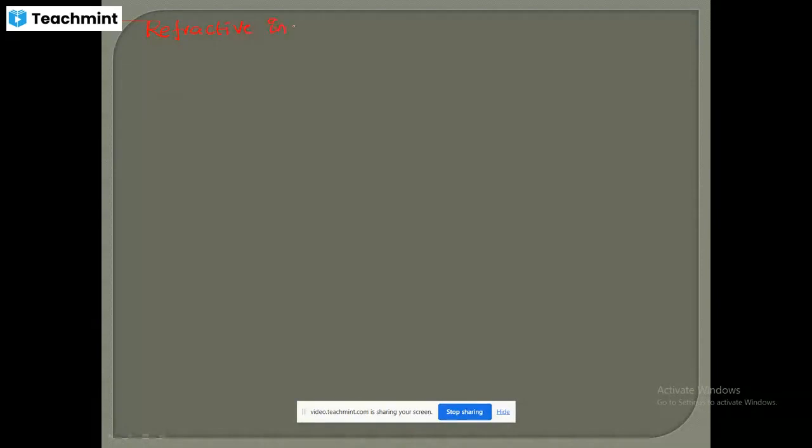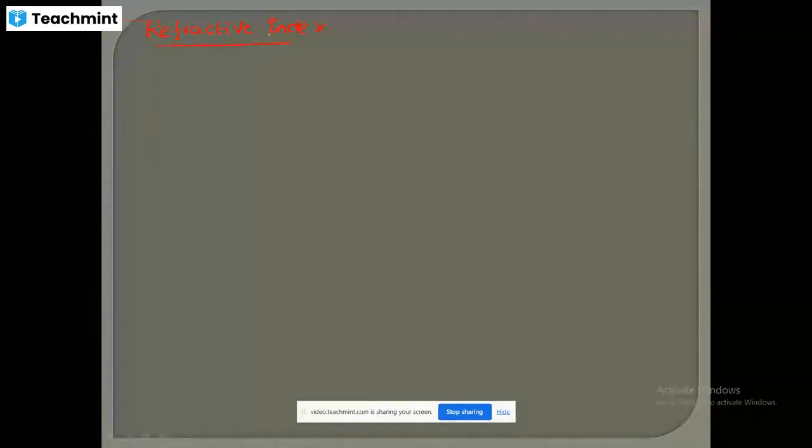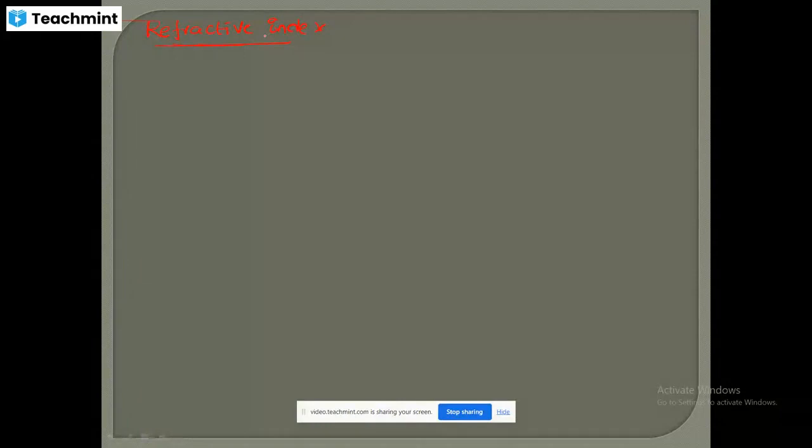What is the refractive index? Why is the light bending whenever it enters from one medium to another medium? Because of a property of the medium, due to which light gets bent. More refractive index, more bending. Less refractive index, less bending. So that property of the medium is called the refractive index.